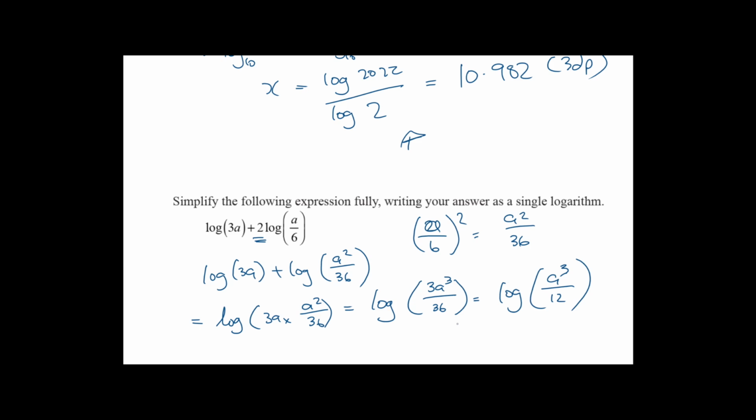Yeah, okay. So the thing which is complicating there is the 2. You need to get rid of that 2 first before you can combine them. So you cannot say, for example, 2 log 3a times a over 6. You can't do that. You've got to get rid of that 2 first. Okay.